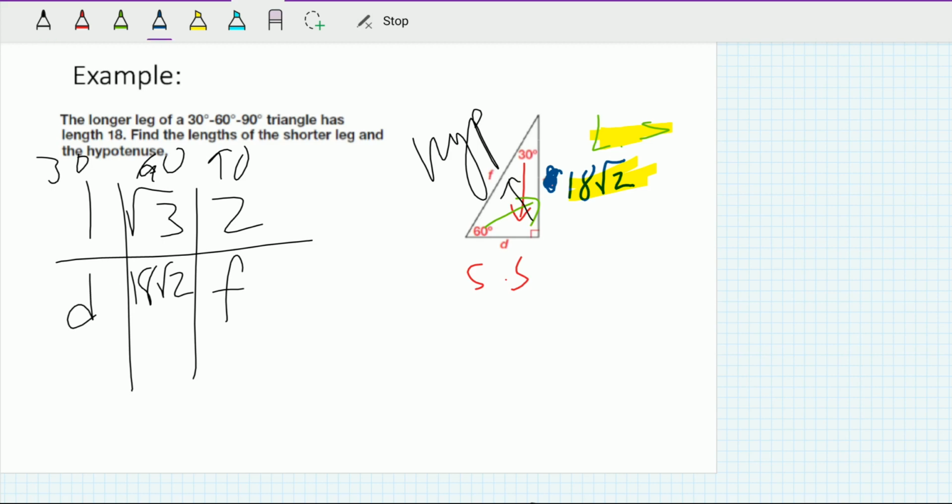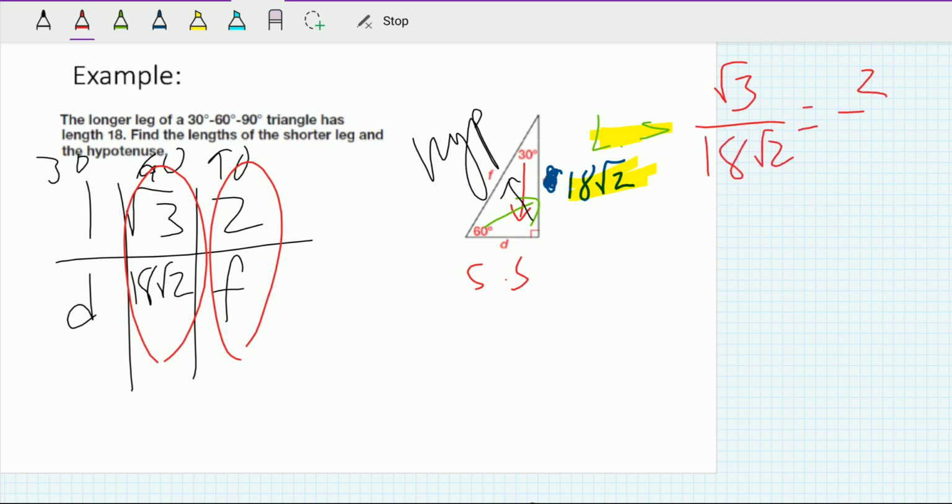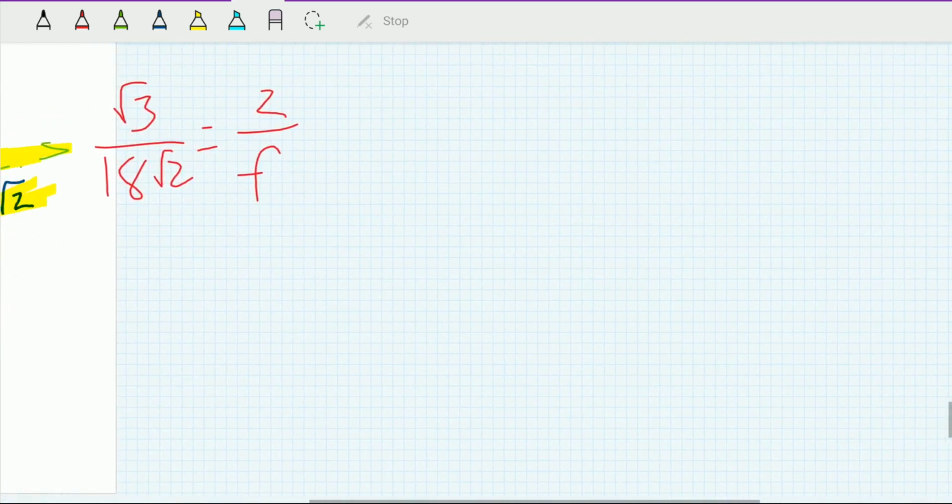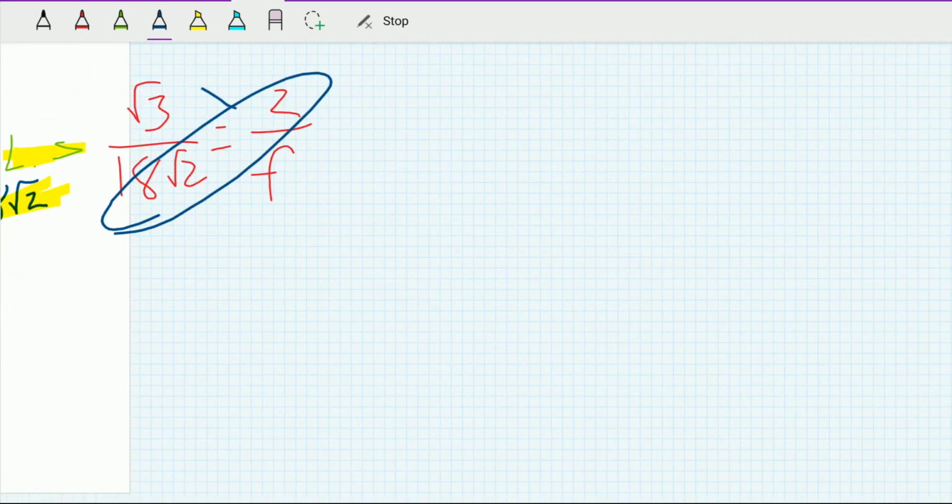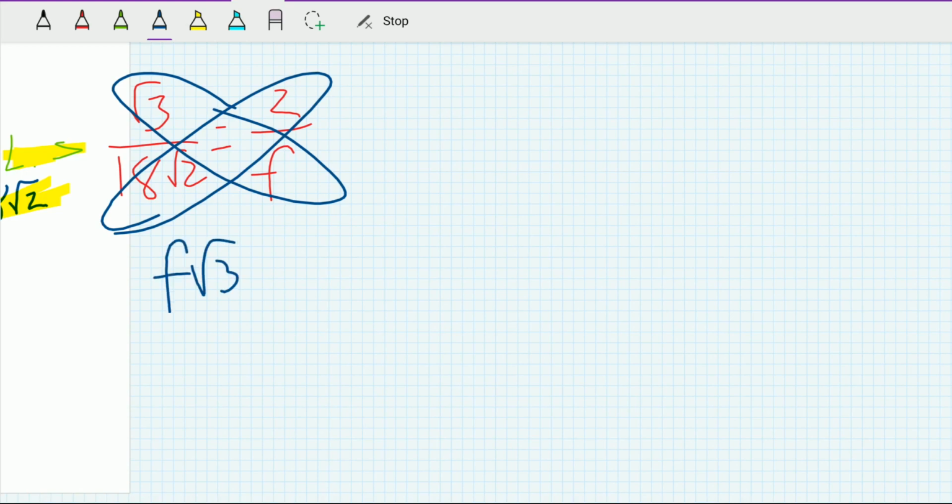So for that reason, I'm going to solve for F for this one instead of D. So that is going to be my 2 fractions. So it'll be square root 3 over 18 square root 2 is equal to 2 over F. And so now here I can go ahead and cross multiply. We get F square root 3 is equal to 2 times 18, which is 36 square root 2. Let me just make sure.